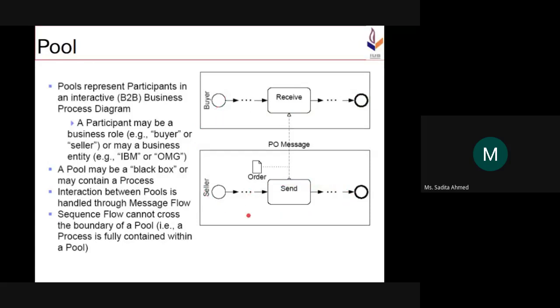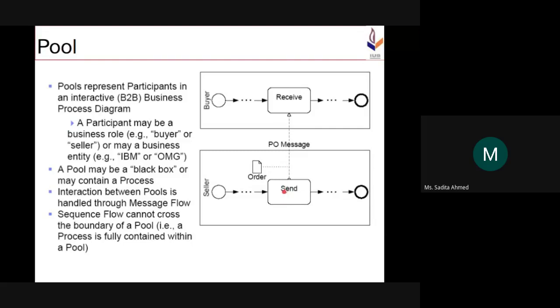Then the seller pool. Now if the buyer and seller communicate with each other, how do we represent that? Remember, once again, sequence flows cannot cross the boundary of a pool. So if there is a communication, if they pass something to each other, how do we represent that? Using, first of all, message flows, because message flows can cross the boundary of a pool.